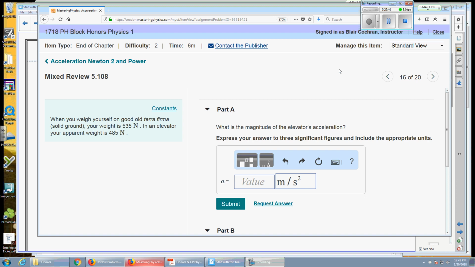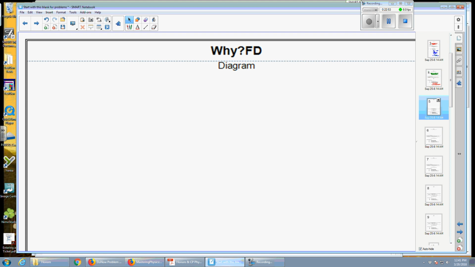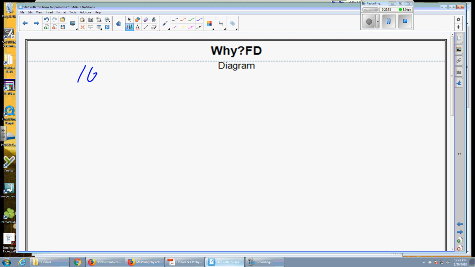What's the magnitude of the elevator's acceleration? Does your weight change when you accelerate? No, but your normal force can, right? What would you have to do to change your weight? Reduce gravity, increase gravity, get rid of part of your mass, right? Cut off an arm, a leg, torso, something. That would decrease. And you could sew something on to increase.